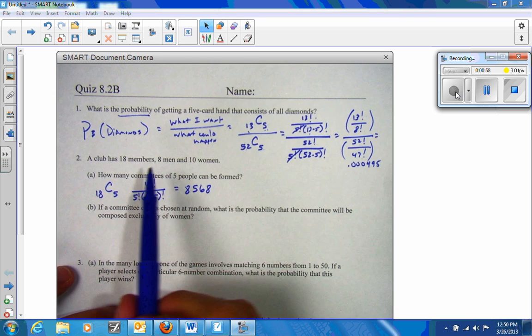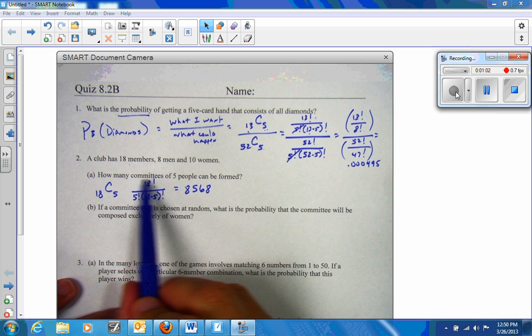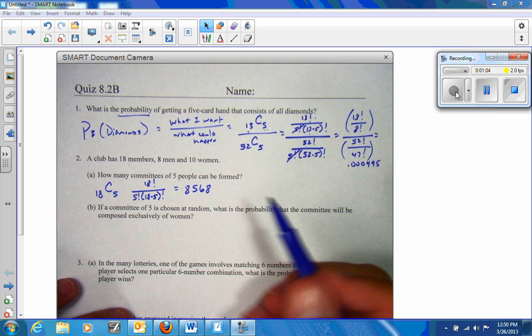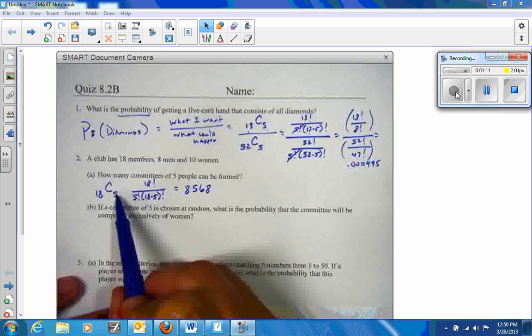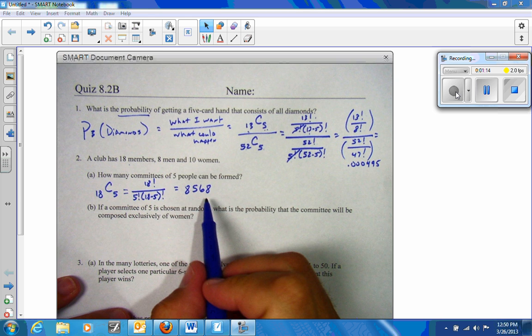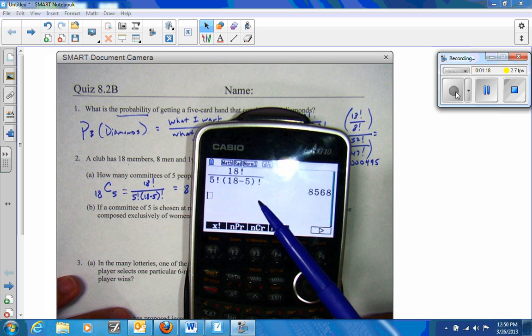On this next one, you have 18 members, 8 men and 10 women, right? You want how many committees of 5 people? Well, I don't really care about the order, so I'm going to use a combination. So I have 18 people. I just want to choose 5 of them. And using our formula right here, it turns out to be 8,568. This is what it looks like in the calculator.